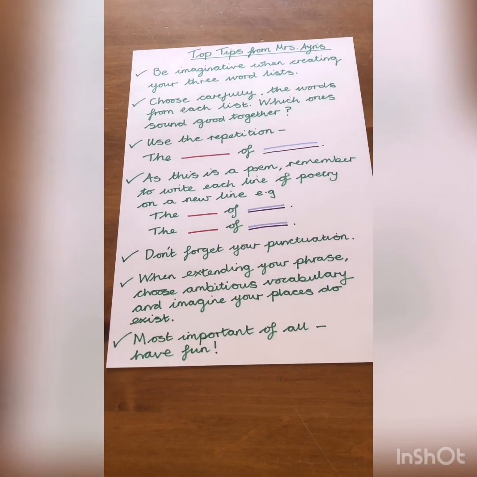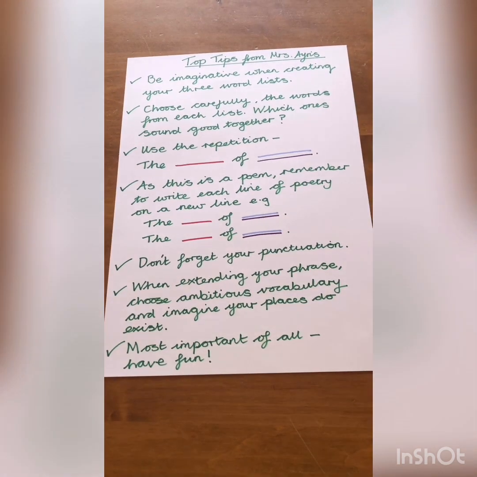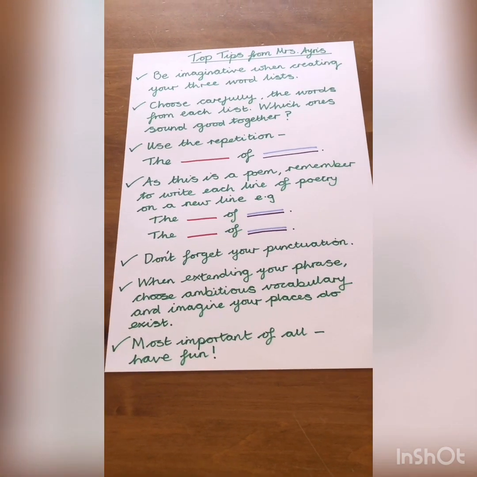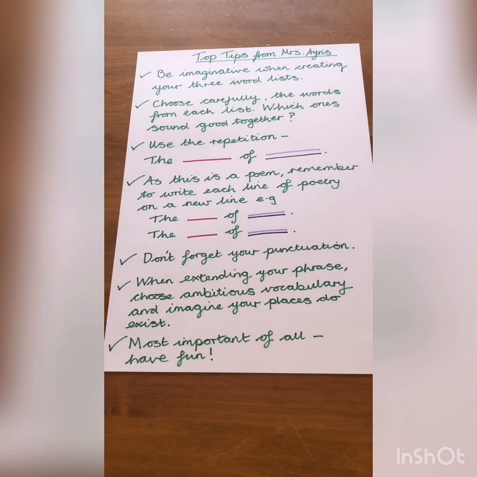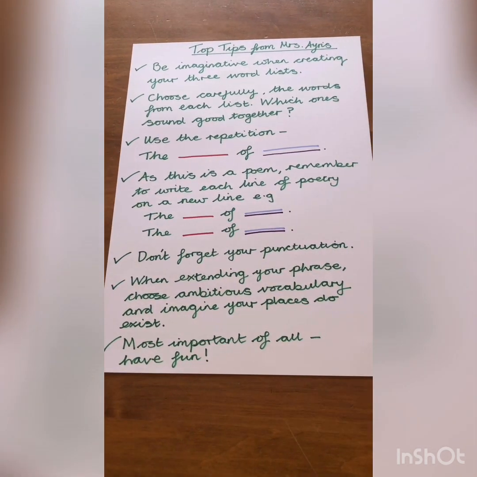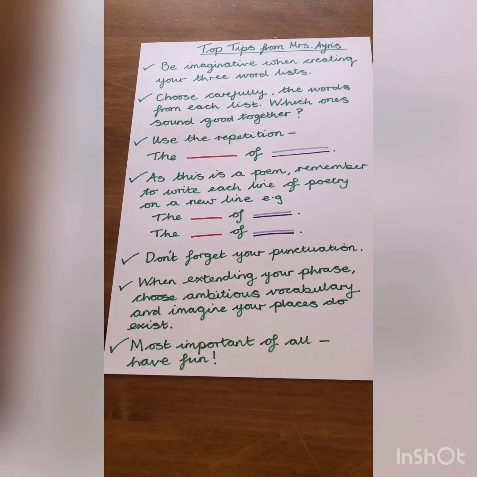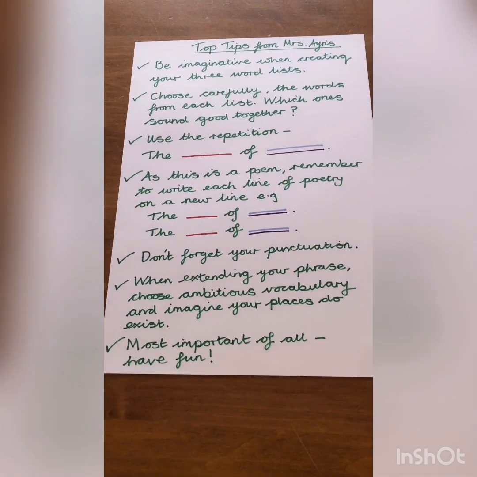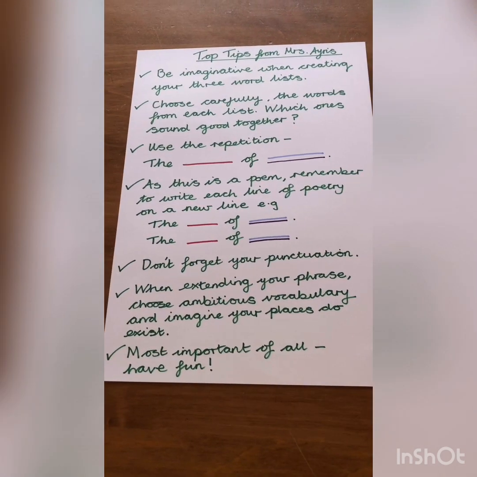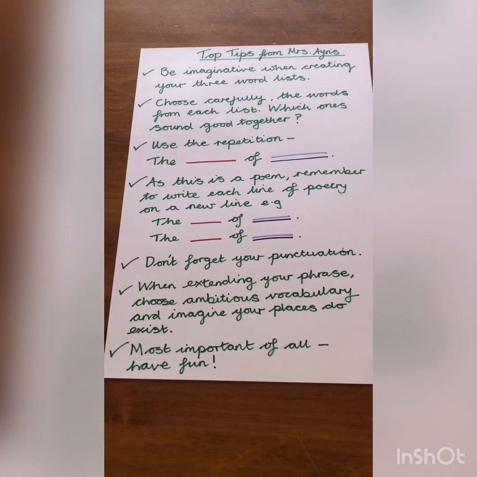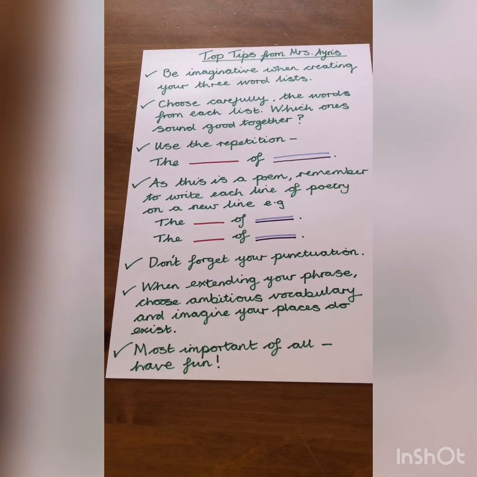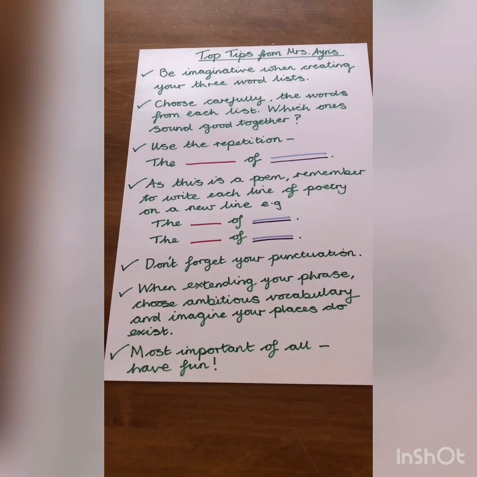So finally, I wanted to share with you some top tips from Mrs Aris in how to create the most wonderful descriptive poem. So first of all, be imaginative when creating your 3-word list. Choose carefully the words from each list. Which ones sound good together? Don't forget to use the repetition of this phrase, the something of something.